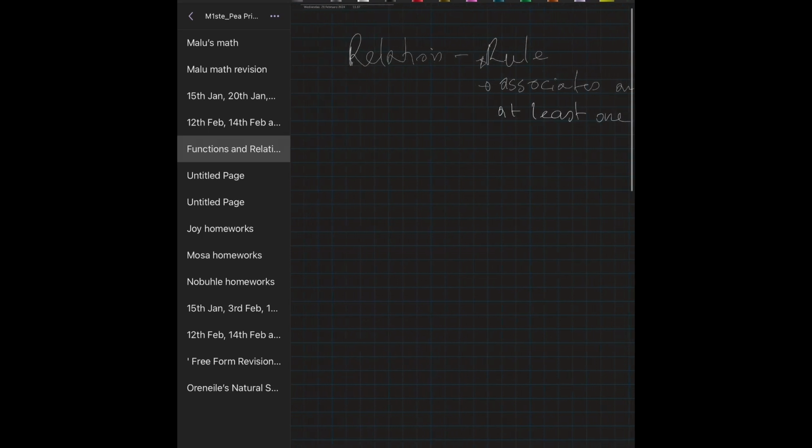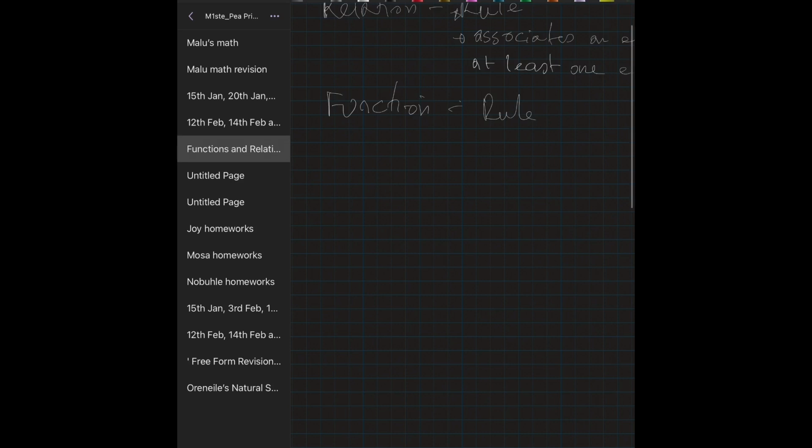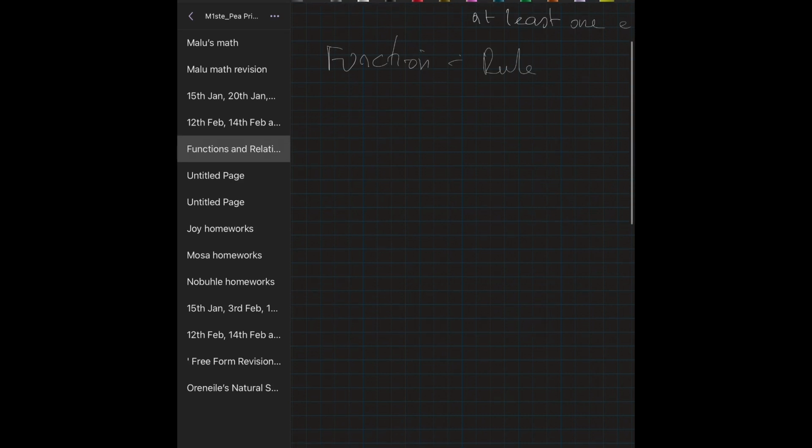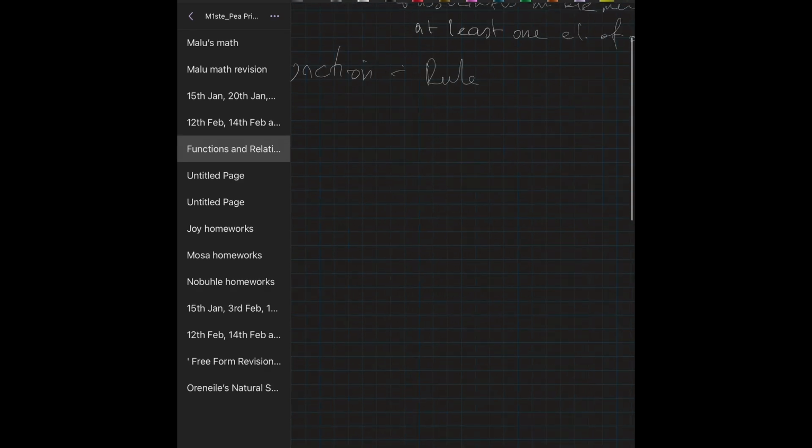And a function, it's also a rule. It's also a rule that associates elements of one set with elements of another set.